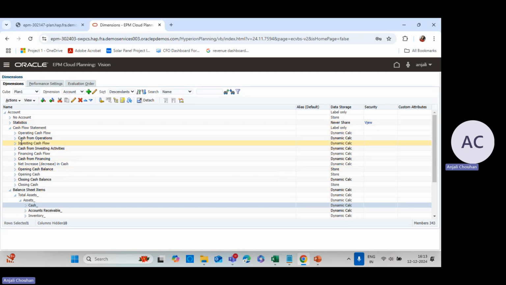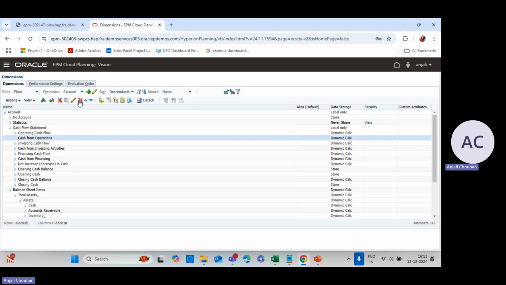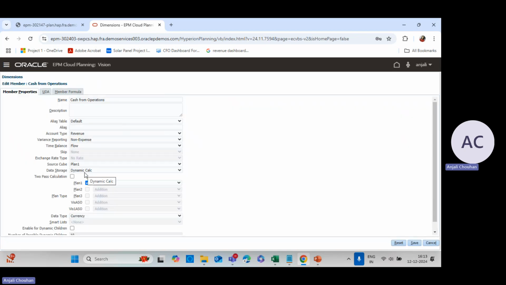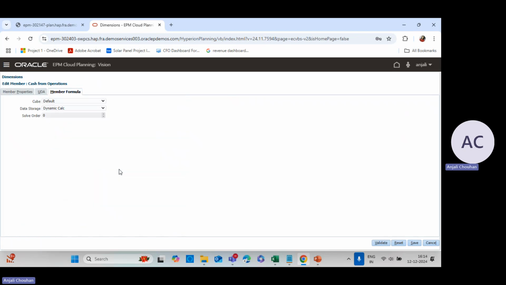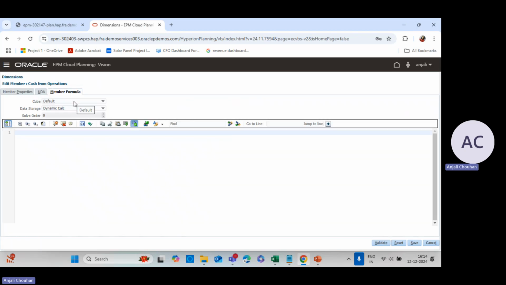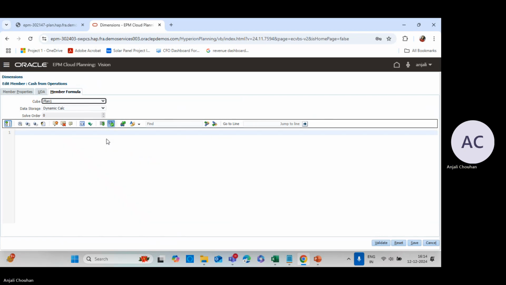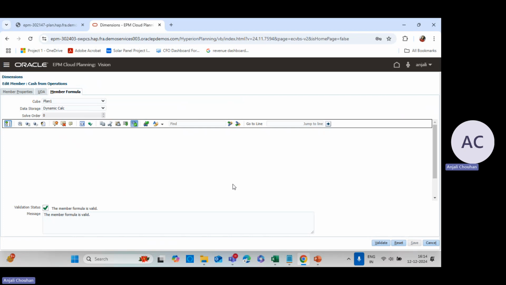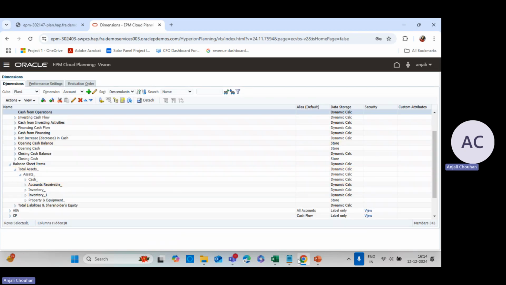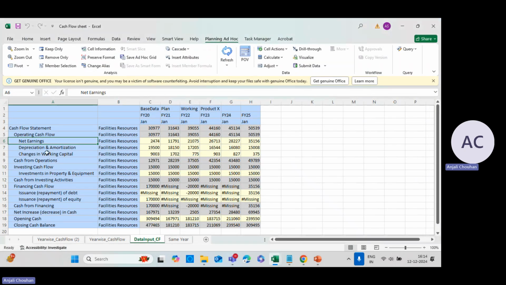So this is the member where I need to see the value. First, the data storage property should be dynamic calc. Whenever we apply a member formula, the data storage property should be dynamic calc. Then in the plan, you will find the formula. So this is the formula. First we write this, then validate, and then click on save. In this way, I get this cash from operations.